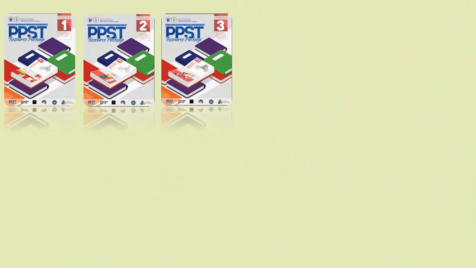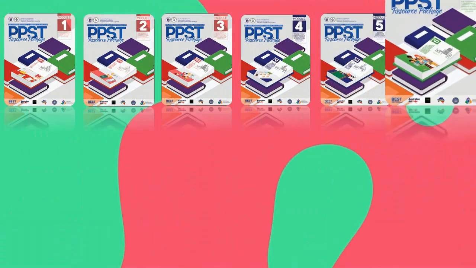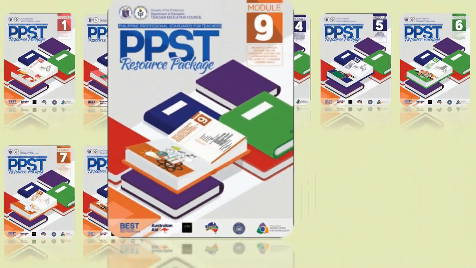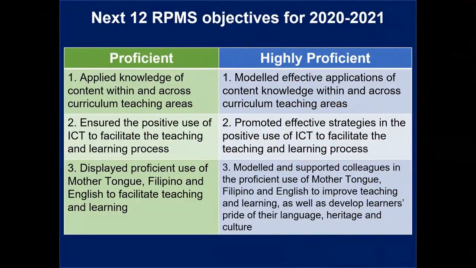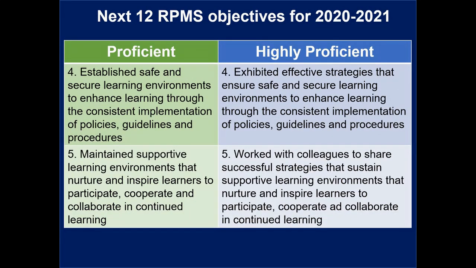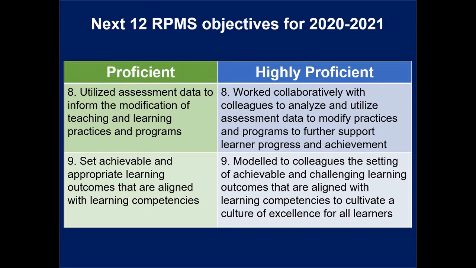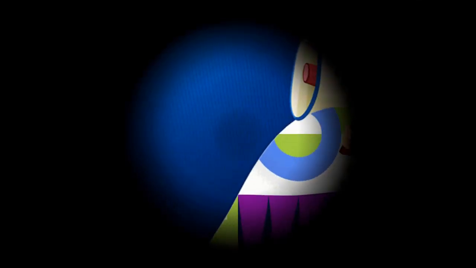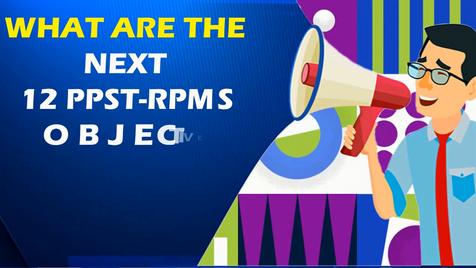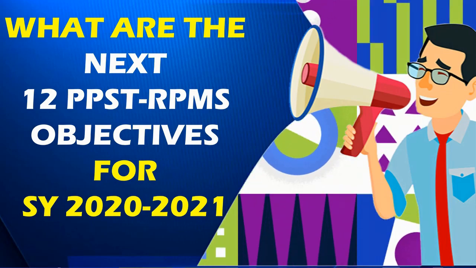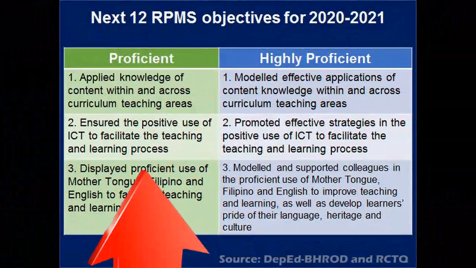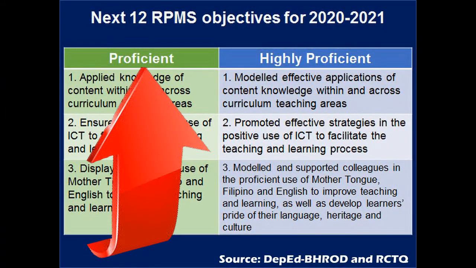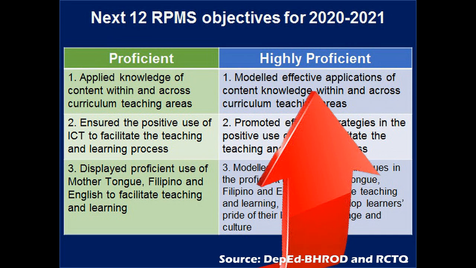After all 37 indicators have been implemented in the field, the central office, region, division, or even the school will be the one to decide which priority indicators among the 37 will be used by teachers for the succeeding school years. What are the next 12 PPST-RPMS indicators or objectives that we will be using for school year 2020-2021? The first column is for the proficient teacher, while the second column is for the highly proficient teacher.